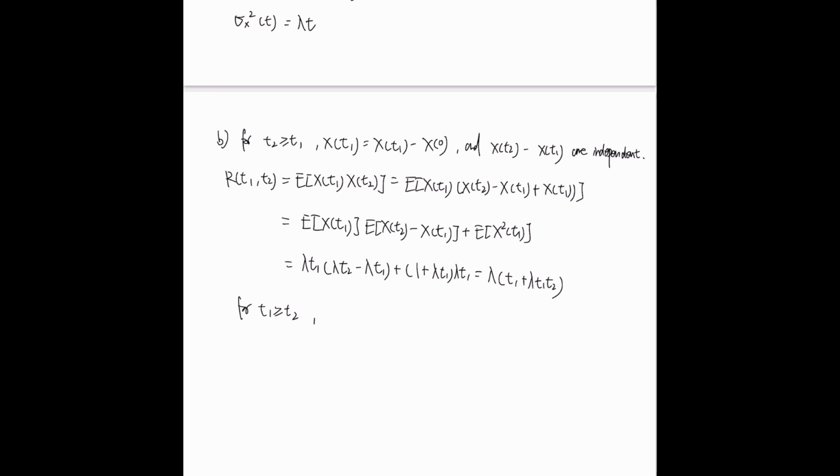For t1 greater than or equal to t2, we have R(t1, t2) equals lambda t2 plus lambda squared t1 t2. So R(t1, t2) equals lambda times the minimum of t1 and t2, plus lambda squared t1 t2.